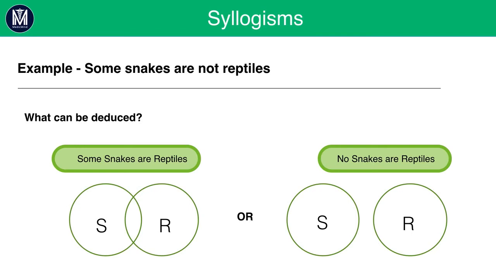Conclusions that will not follow, for example, would be all reptiles are snakes, or all reptiles are not snakes. We don't know this for sure just by looking at the statement. We know that either some snakes are reptiles or that no snakes are reptiles. These are the two possible conclusions that could be deduced from the statement. No more than that.